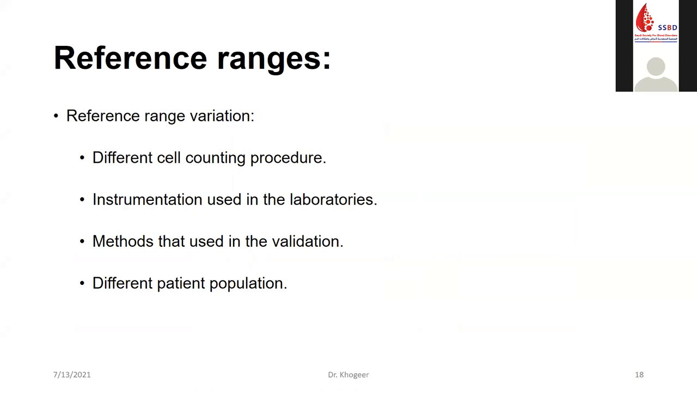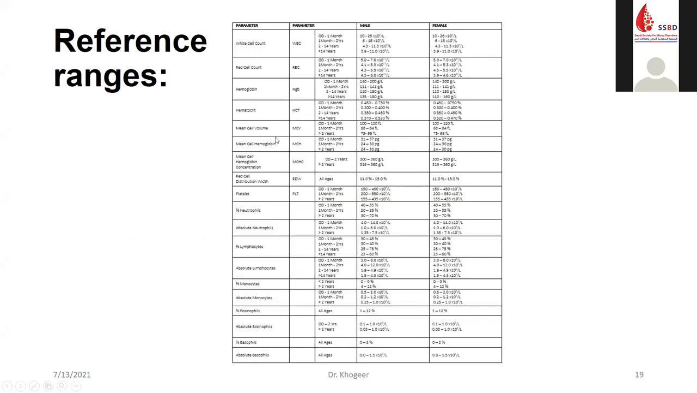To discuss the quantitative abnormalities, it is necessary to define the different reference ranges for the white blood cell count and for its subtypes. It is also important to remember that these reference ranges may vary between laboratories because of different cell counting procedures, instrumentation used in the laboratories, and the method used in the validation to establish these values. Also, different reference values may be given to different patient populations. So this is the reference value that we follow in the King Faisal Specialist Hospital.